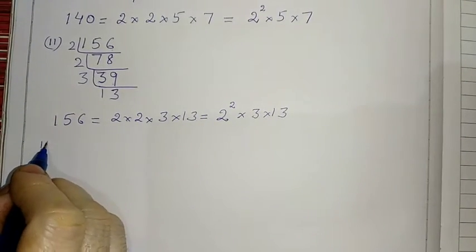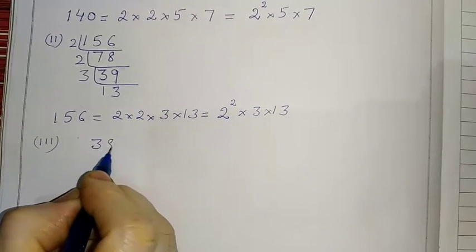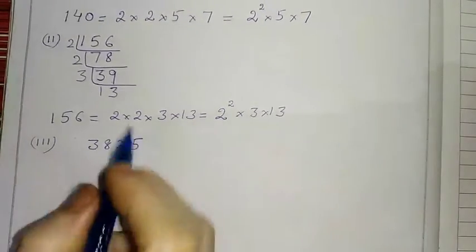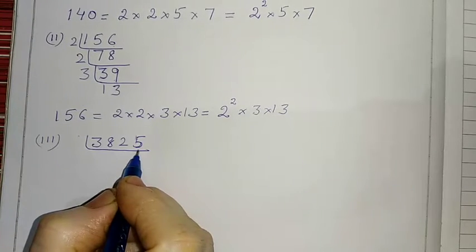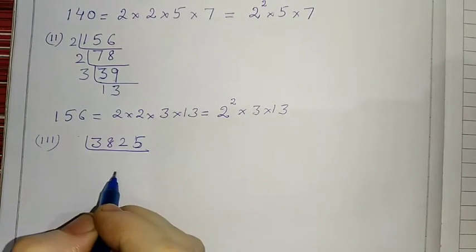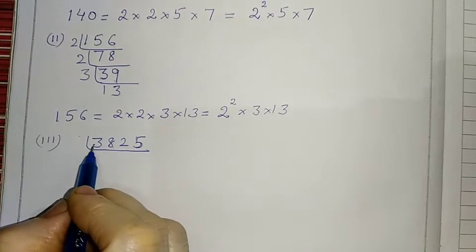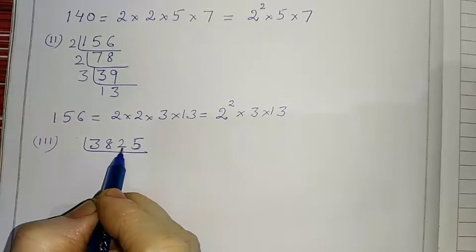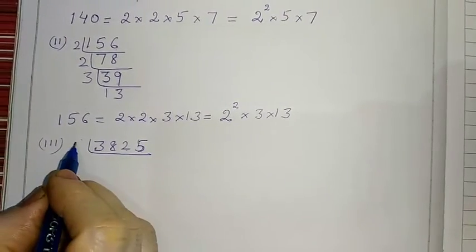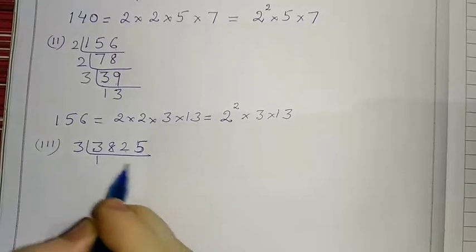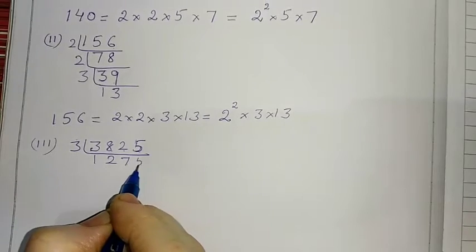Now take another number. 3825. This is not divisible by 2 because the one's digit is not 0, 2, 4, 6, 8. This is 5. Now check whether the number is divisible by 3. 8 plus 3 is 11. 11 plus 2 is 13. 13 plus 5 is 18. 18 comes in the table of 3. That's why this number is divisible by 3. 3 1s are 3. 3 2s are 6. 3 7s are 21. 3 5s are 15.